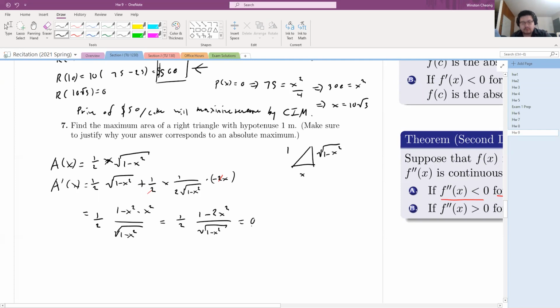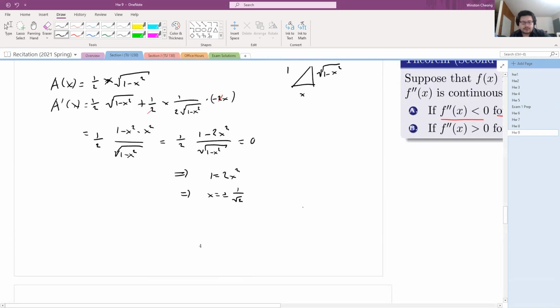And what are we trying to do? Well, optimization process is just take the derivative, set equal to 0, and solve. We're trying to solve this guy and to find the critical points. Okay. Well, so when you solve this guy, you get x is equal to plus or minus 1/√2. And x being a side length, you're not going to use the negative solution, right?